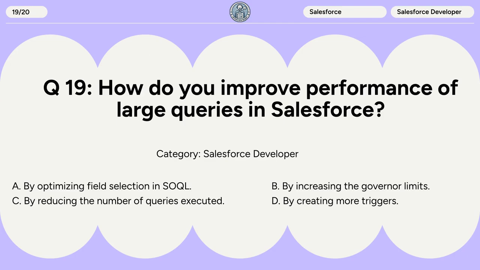Question 19. How do you improve performance of large queries in Salesforce? A. By optimizing field selection in SOQL. B. By increasing the governor limits. C. By reducing the number of queries executed. D. By creating more triggers.